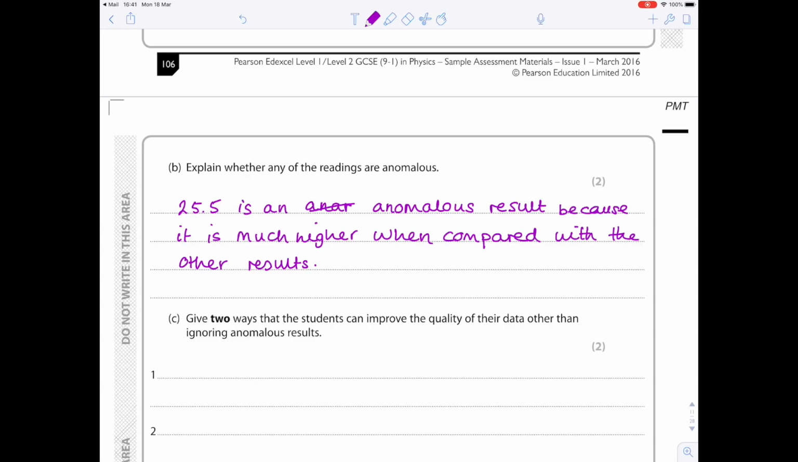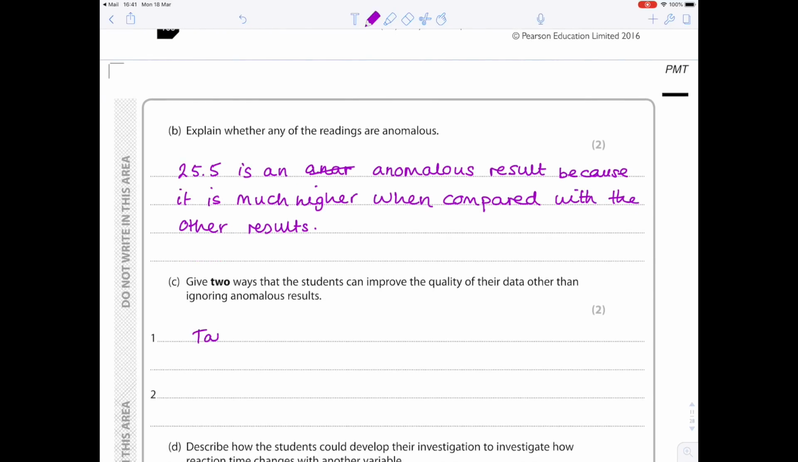Give 2 ways that the students can improve the quality of their data other than ignoring anomalous results. Repeat, repeat, repeat. So take more readings. And you could get other people to carry out the experiment.